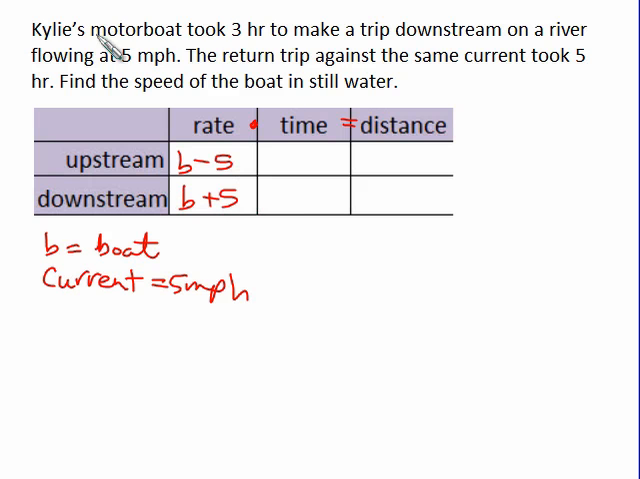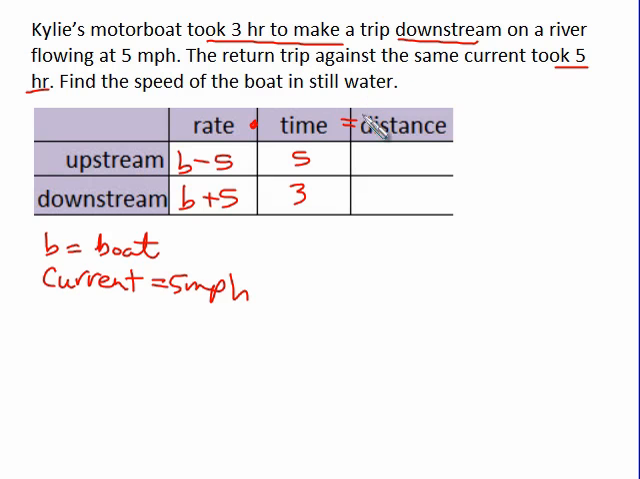All right, now, looking back in the problem, let's see the other values that go in the chart. We know that it took 3 hours to make the trip downstream. So that's the time downstream, and I'll go ahead and put my 3 here. And then the return trip against the same current took 5 hours. So that's the time upstream. Find the speed of the boat in still water.